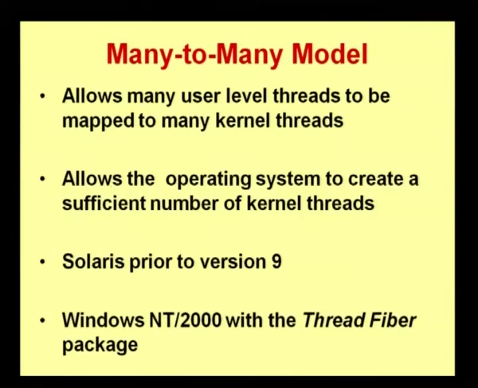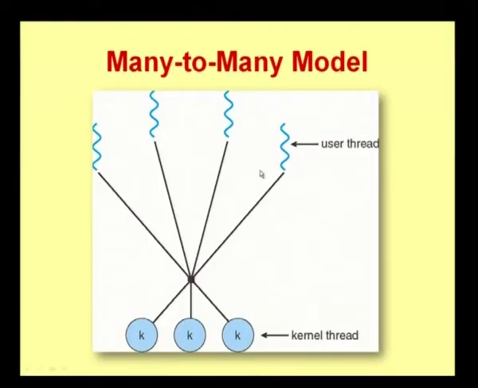Then the next model is the many-to-many model. In the many-to-many model, many user threads interact with many different kernel threads for execution. Operating systems like Windows NT and Windows 2000 use many-to-many threads. This is how it looks: many user threads are used by many different kernel threads. Solaris versions prior to version 9 also use this kind of many-to-many model.